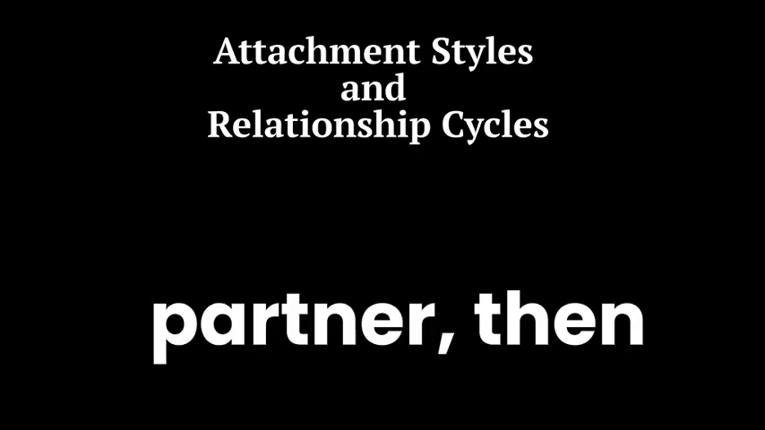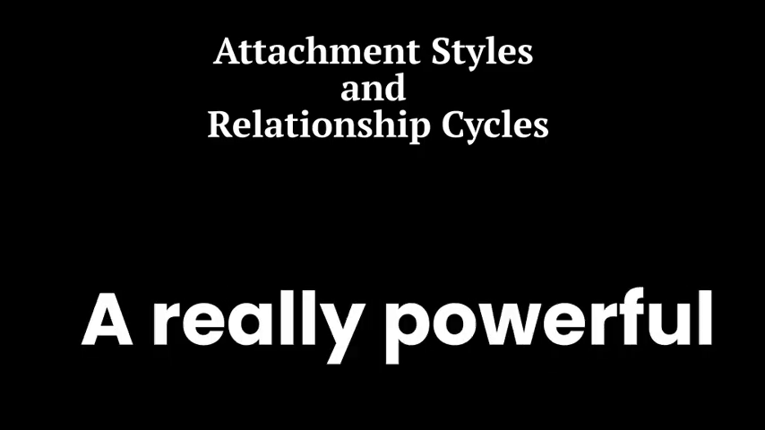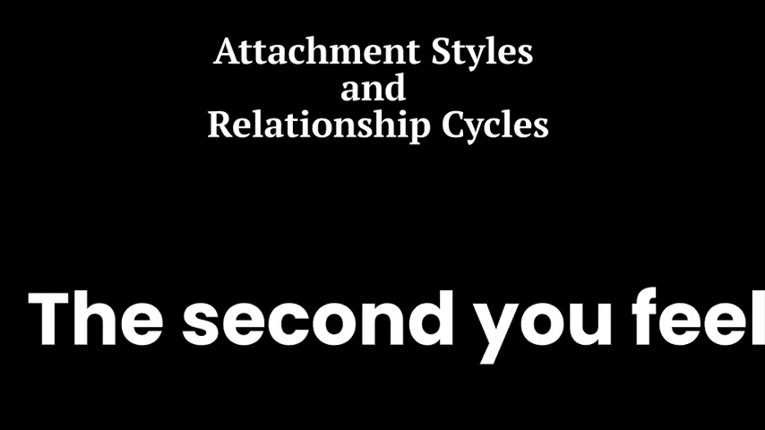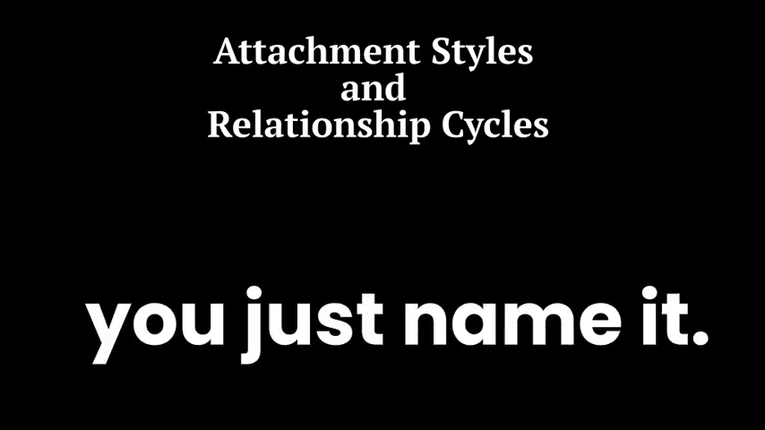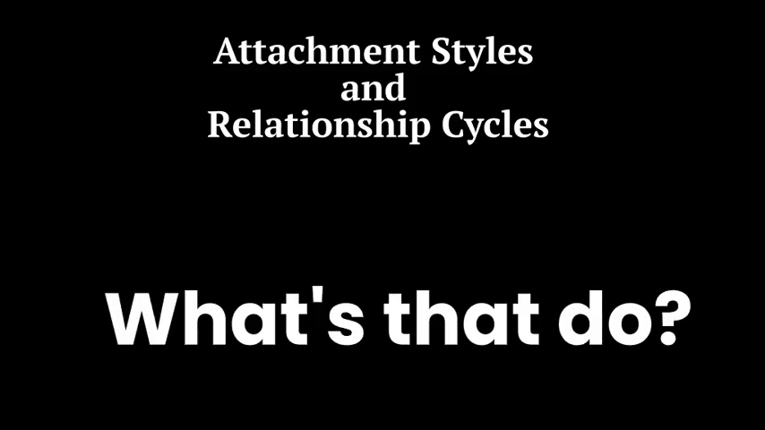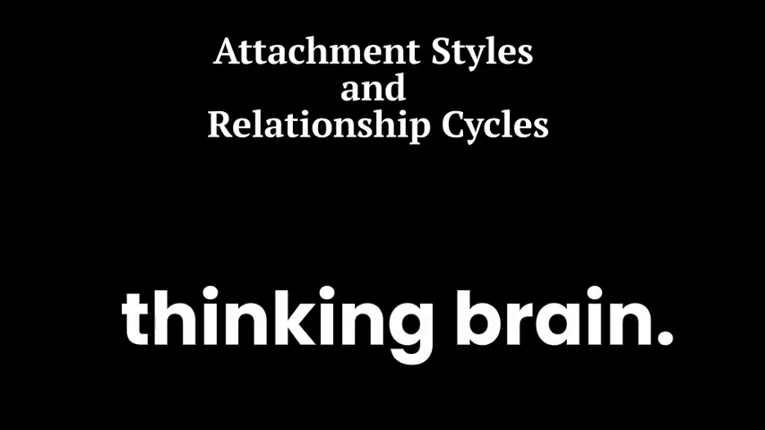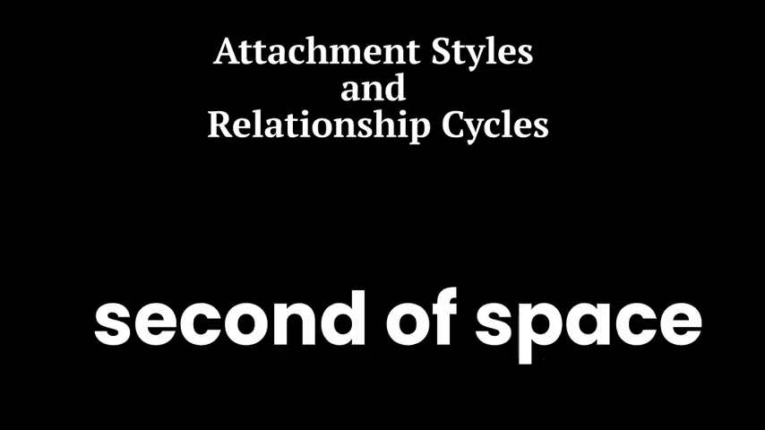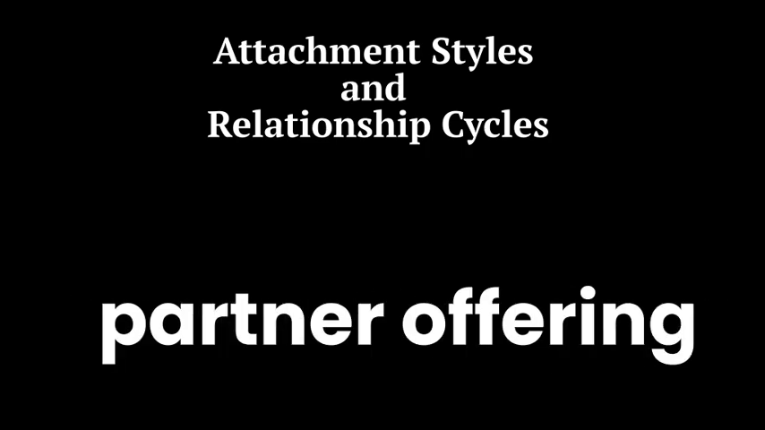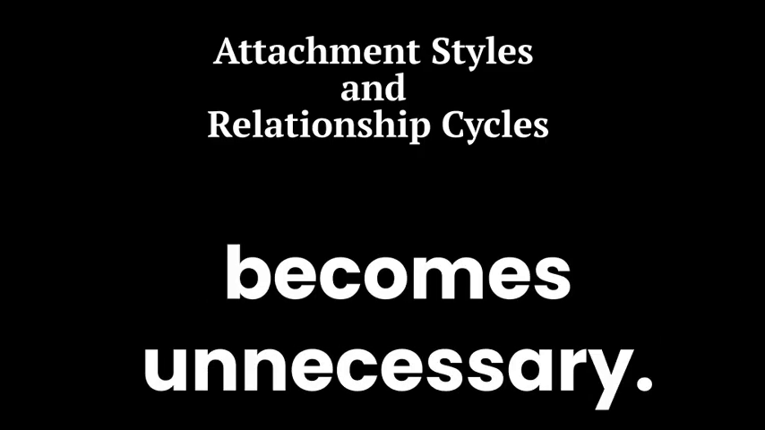And for the anxious partner, then, what's the key? De-escalating that hyperactivation. A really powerful tool is simple emotion labeling. The second you feel that alarm go off, you just name it. I'm feeling a wave of anxiety right now. What's that do? It shifts the activity from your reactive, primal brain to your thinking brain. It gives you a split second of space between feeling and reacting. And that has to be paired with their partner offering scheduled, reliable reassurance. So the pursuit becomes unnecessary.